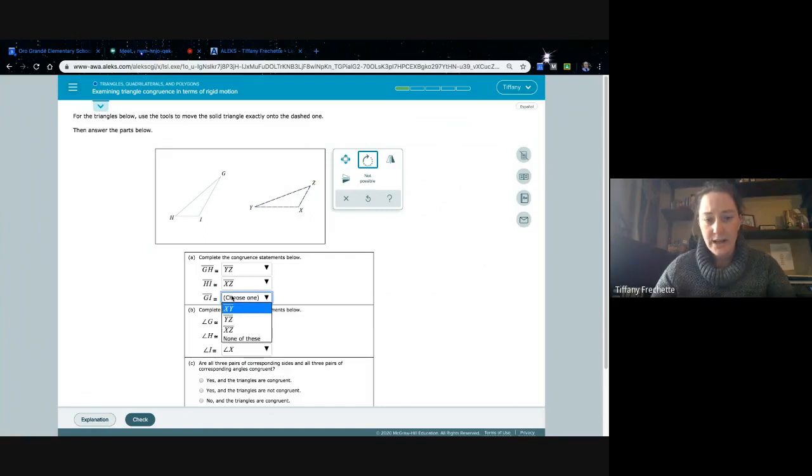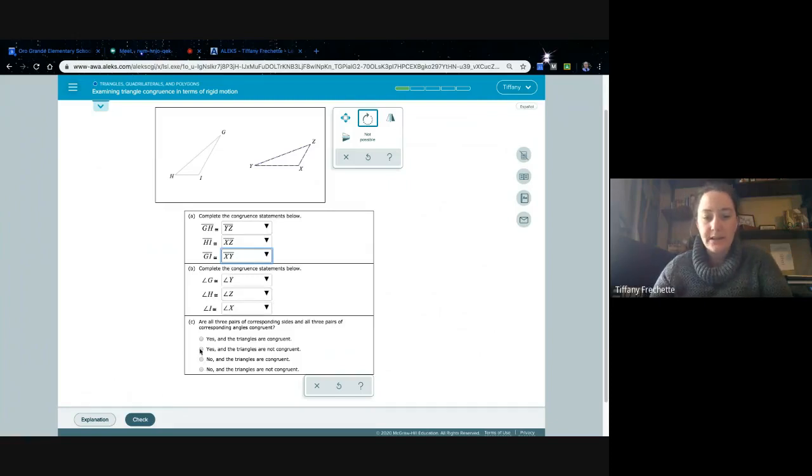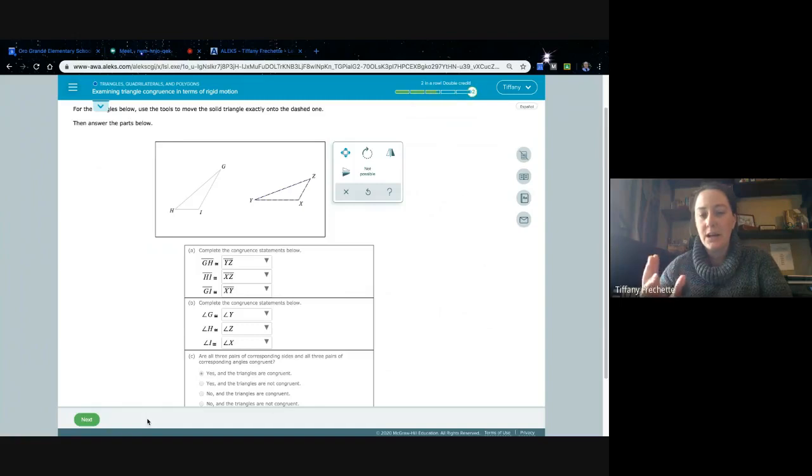All right, so GI. So G was Y, I is X. So I know it's going to be YX. All right. Yeah, for some reason, they're putting them backwards because they put X first on these two. And to me, X should come second because it should be in the same order as they put it over here. So it should go ZX, it should go YX. I'm just being a little picky. So I was able to match everything up. So I'm going to click yes, and the triangles were congruent. Check. And yay, we get our points.